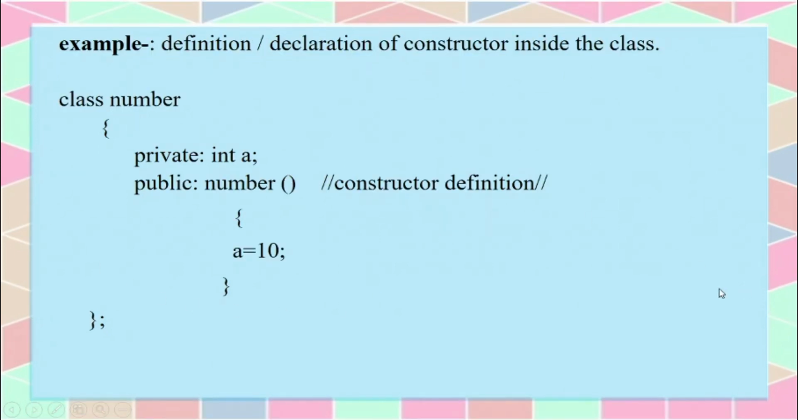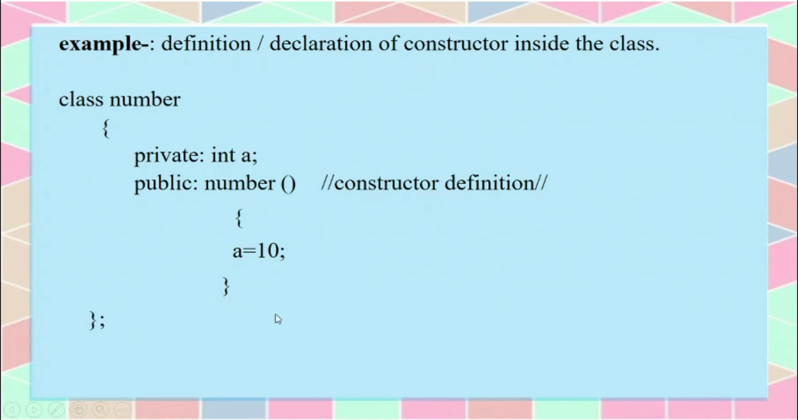Now let us see the example. Here is the declaration of a constructor inside the class. The class name is number, open flower bracket, private int a. Here one variable we are declaring, only the declaration we are doing here. The variable a is declared with the data type integer. Now in the public section we are going to write the constructor member function with the same name as the class name. Number, and this function, open flower bracket, a equal to 10. That means this a is getting the initial value 10 that we write inside this member function, and close the flower bracket.